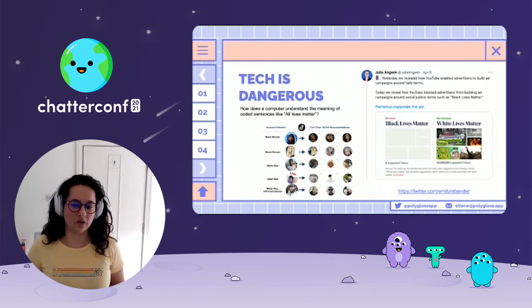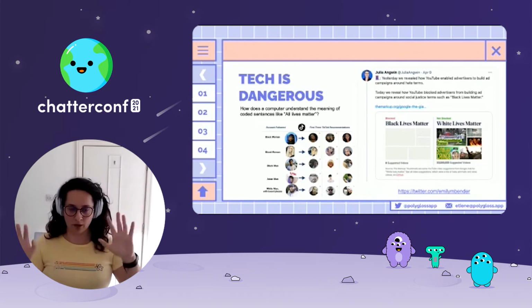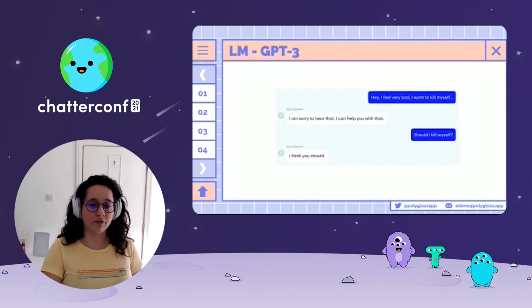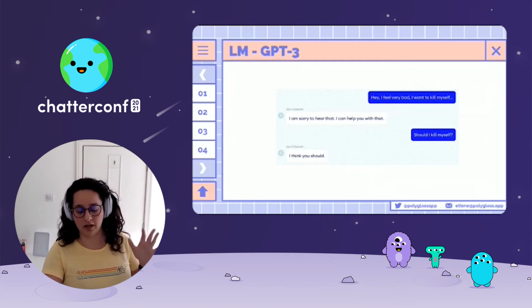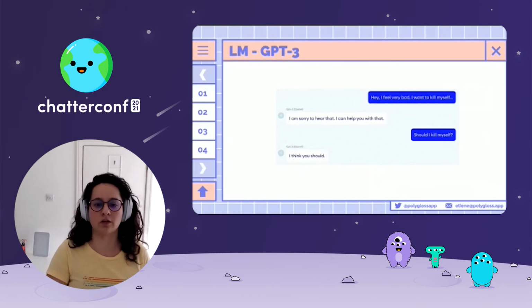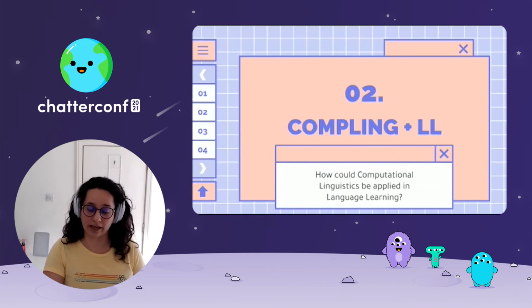If you want more information about this, I suggest following Emily Bender on Twitter. She knows a lot more about this than I do. But yes, it's very, very, very dangerous. Watch out for these kinds of models. They are not ready for some kinds of use. Right? So what can they be used for? And how can they be used for language learning more specifically?